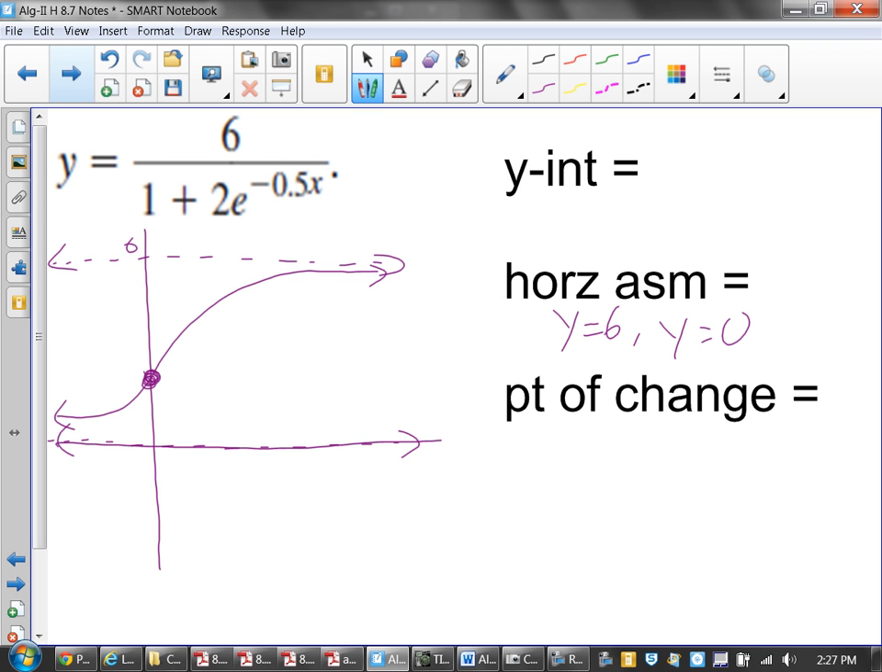Now to find our y-intercept. Very good. The y-intercept is occurring at 6 divided by 1 plus 2. And again, the 6 is the C value, 2 is the A value, just straight out of there. So it's 6 over 3, and it gives me 2. So your y-intercept is at 0, comma 2. And now I have to find this last point. The y value is going to be 3, because it's the halfway point between 0 and 6.